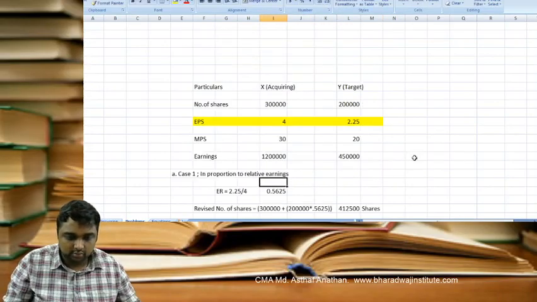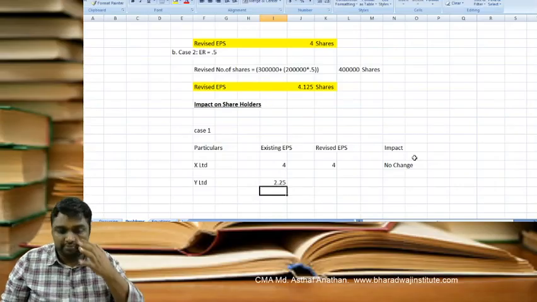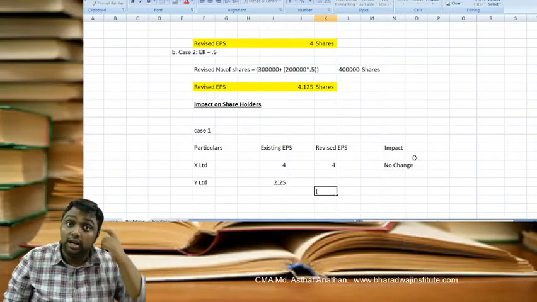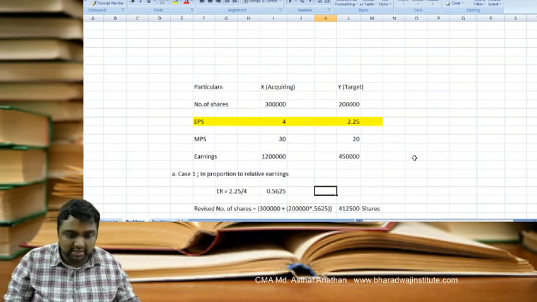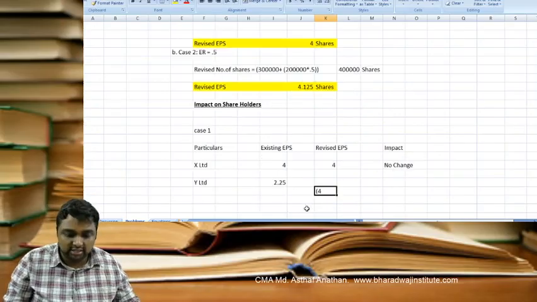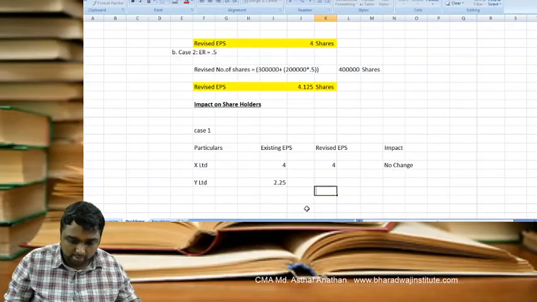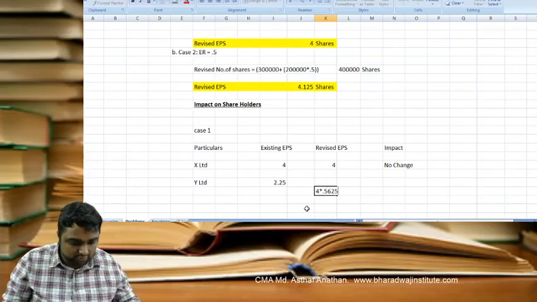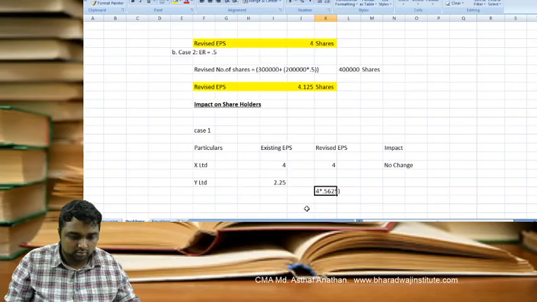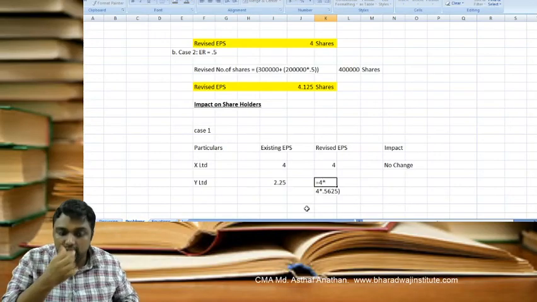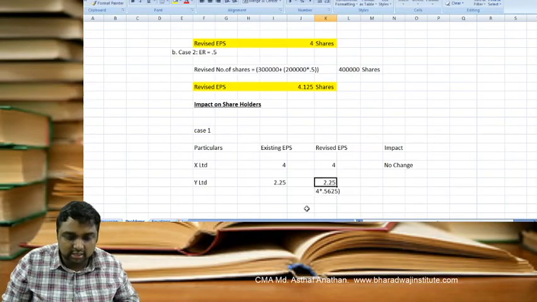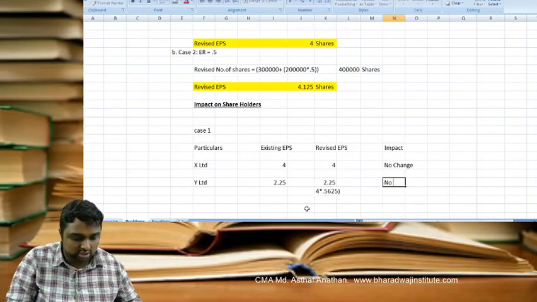Now here existing is 2.25. Now you may believe you are getting 4, but the exchange ratio, if you look, you are getting only 0.5625. So 4 into 0.5625. Though you are getting 4 rupees per share, you are not getting one equivalent share, you are getting only 0.5625. That means 2.25. That means no change.